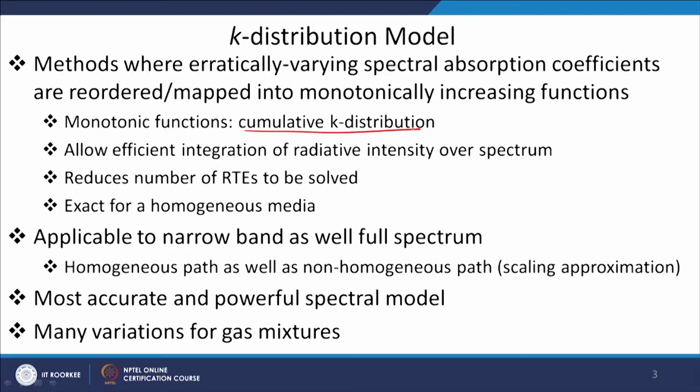We will use absorption coefficient as our variable rather than the emissivity data used in the weighted sum of Gray gases model. So, please recall, in the weighted sum of Gray gases model we used emissivity data to find our parameters, while the K distribution model is directly based on the absorption coefficient itself. The method can be applied to a small narrowband as well as to the full spectrum.